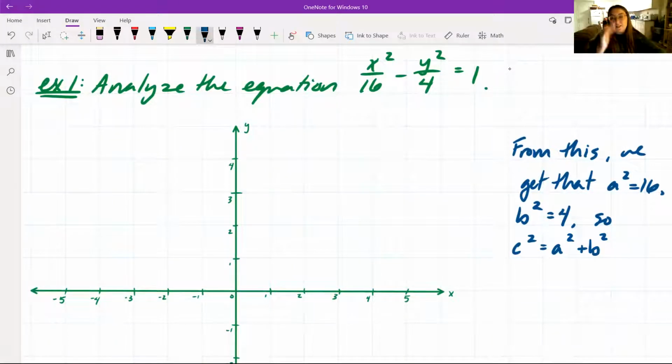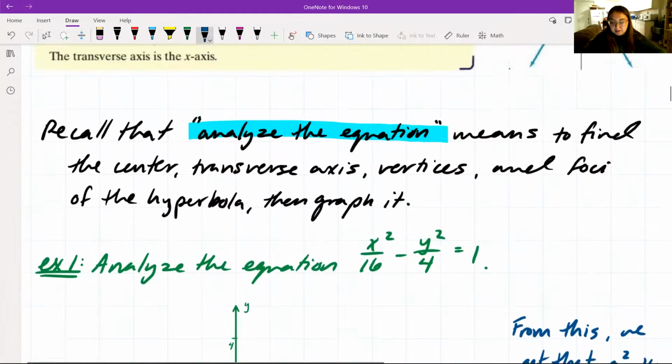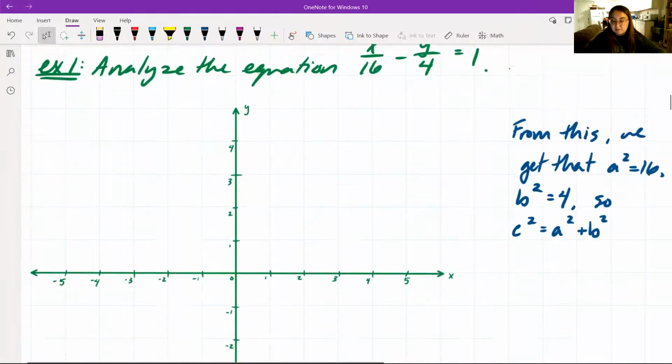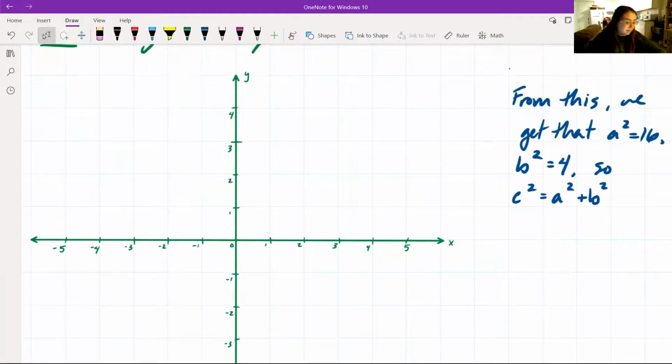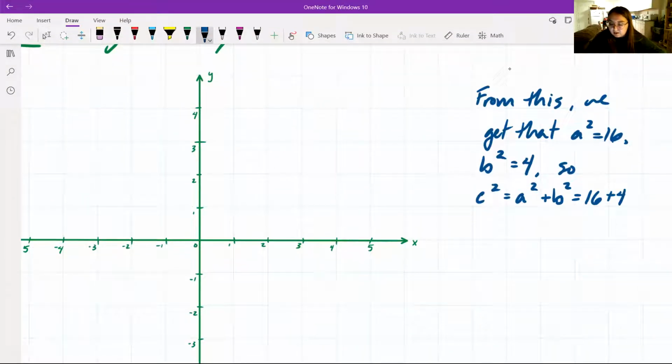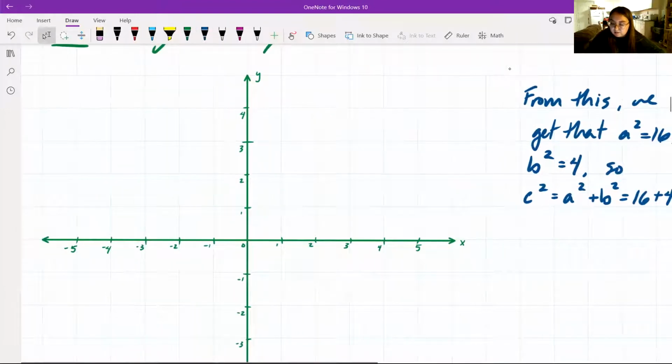So before we also had that c squared was equal to a squared minus b squared. So now instead we have flipped a squared and c squared. So now when we want to solve for c squared, we just have a squared plus b squared. So our Pythagorean theorem. So this gives us 16 plus 4, which is equal to 20.